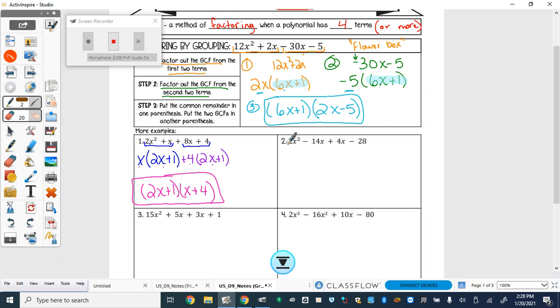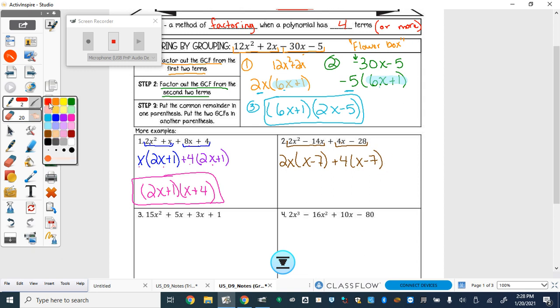So second example, again, I'm going to group the first 2, group the last 2. GCF between the first 2 is 2x, so then I've got an x minus 7. GCF here is a 4, so then I've got x minus 7. Again, my 2 parentheses match, so that's my first factor. 2x plus 4 is my second factor.